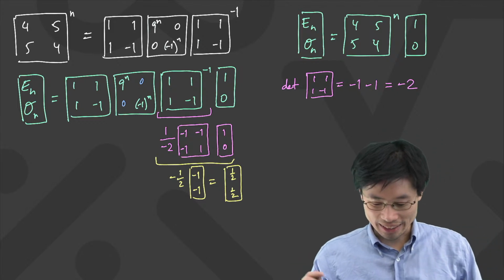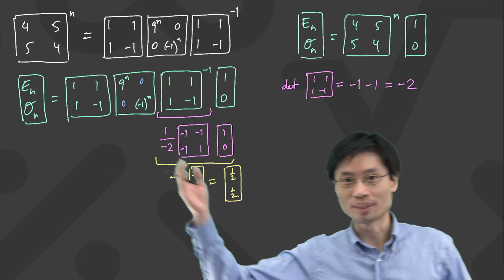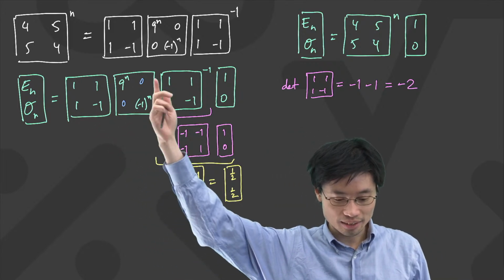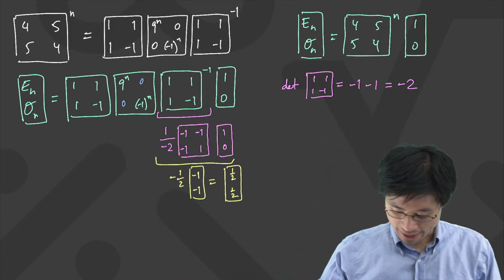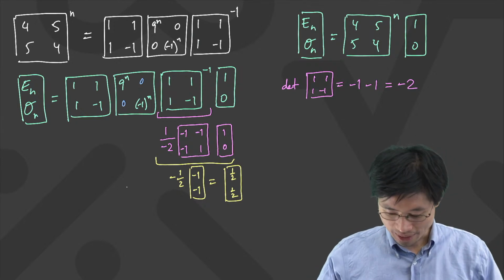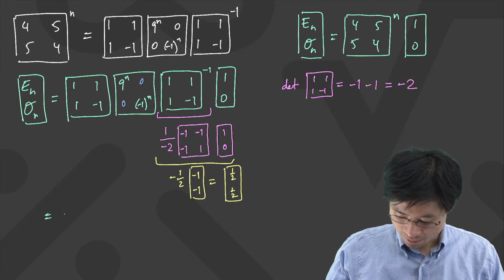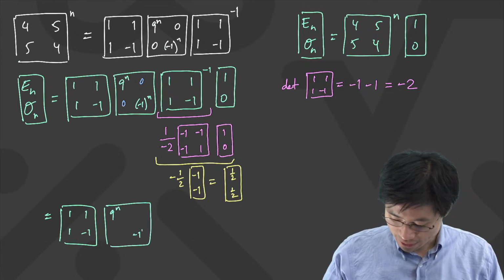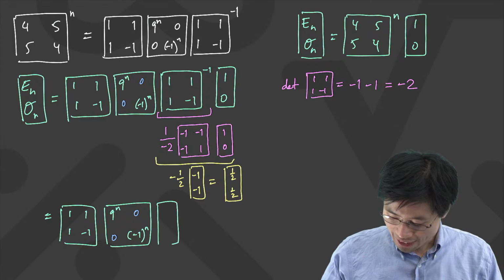Okay, now I just have to keep going. So I say the En is what I care about, which is the top of this. So I now need to take this 9 to the n, 0, 0, -1 to the n. That's over here. I'm running out of space. Let me write it as 1, 1, 1, -1, 9 to the n, -1 to the power n, 0 and 0, and multiplied by this 1/2, 1/2.